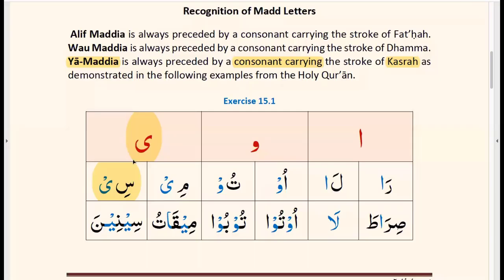Okay, so we'll go back to here. We see a seen with a kasra. This is a ya mad. So we will say see. Seen. Good, 2 seconds. Excellent. Now, if you do ta'awwudh and tasmiyah, we will read the word below as well.